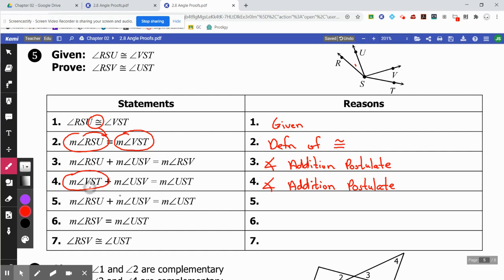The rest of the statement was the same, and we simply plugged in a measure of angle RSU, and again, that would be the substitution property of equality. And now look what you have. RSU plus USV is UST.